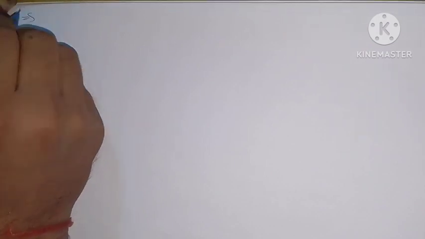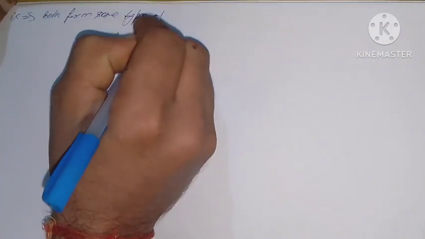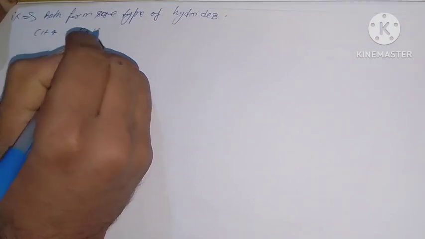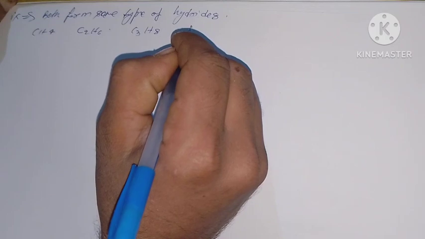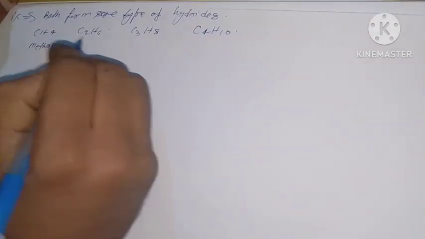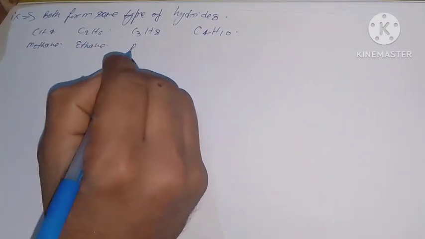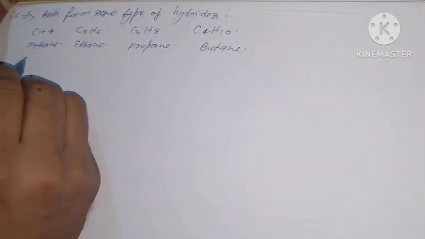As examples, methane CH4, ethane C2H6, propane C3H8, and butane C4H10. Methane, ethane, propane, and butane.